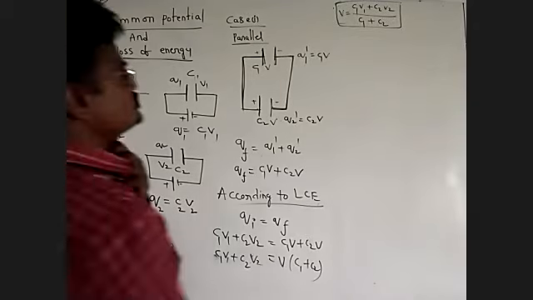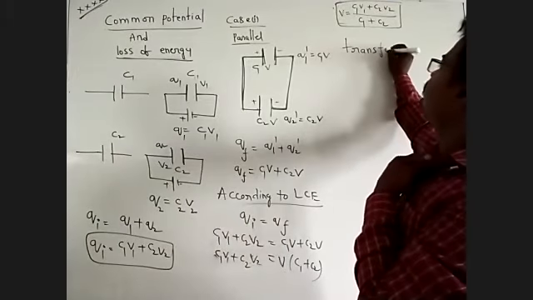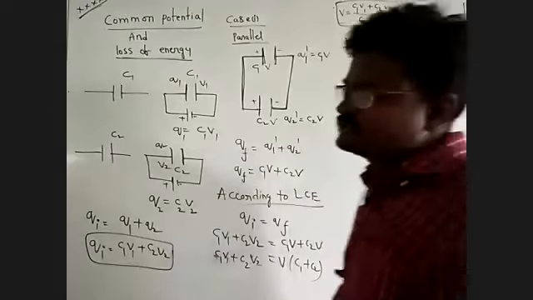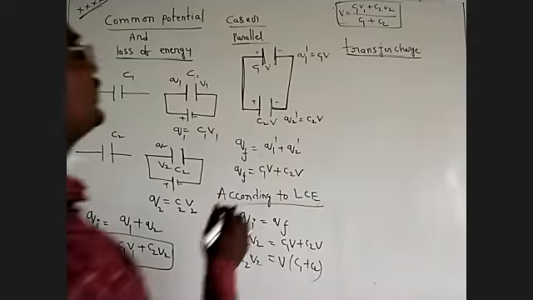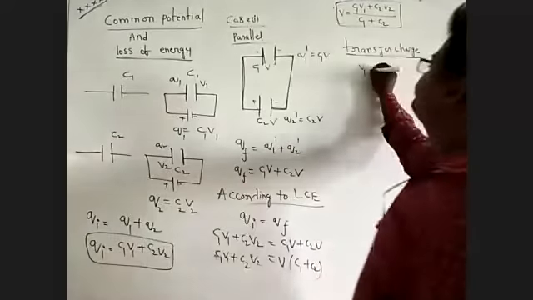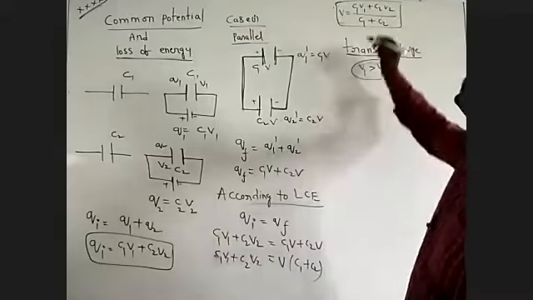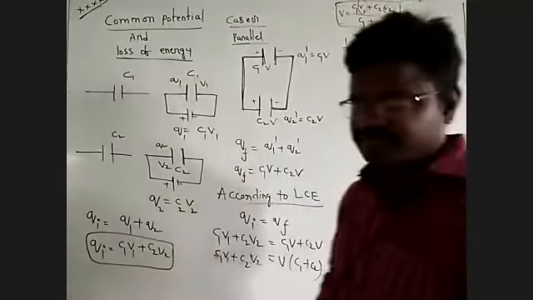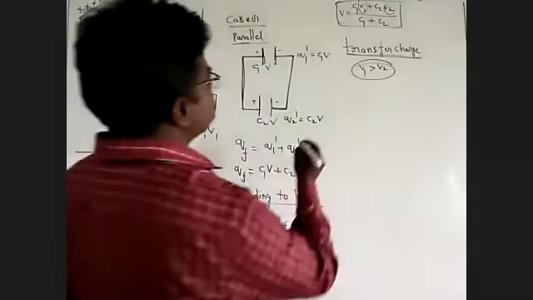Next, transfer of the charge. Transfer of the charge means the condition is V1 greater than V2. This is the high potential, and this is the low potential. V1 greater than V2 means there is a change in charge.